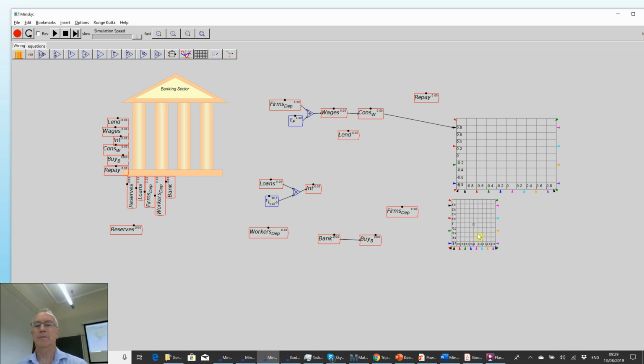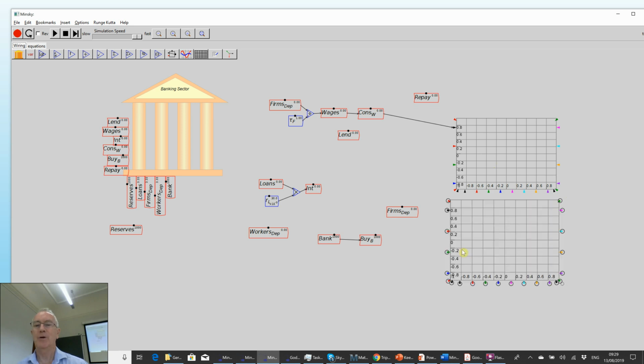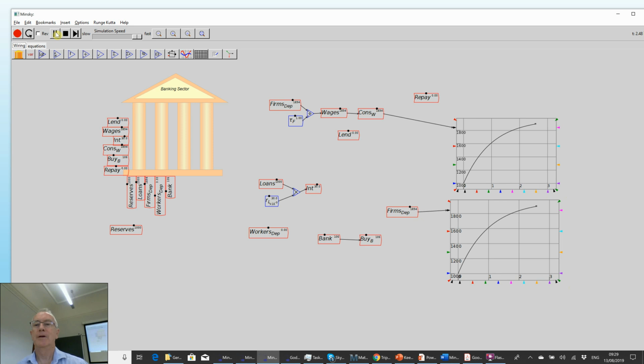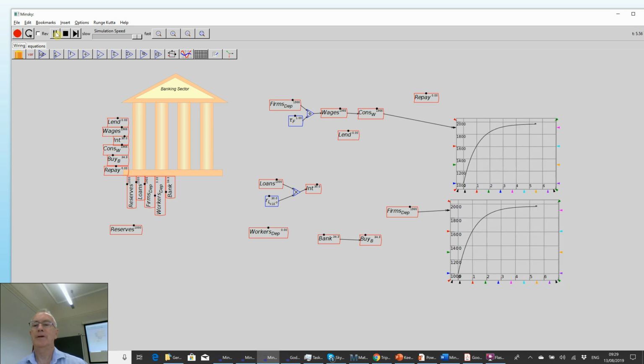Now, this is not the way I design a model normally. I'm mucking around here. It isn't going to work well, but I'm just giving you an idea of how to start defining a model and using Godley tables. In fact, it's stabilising.